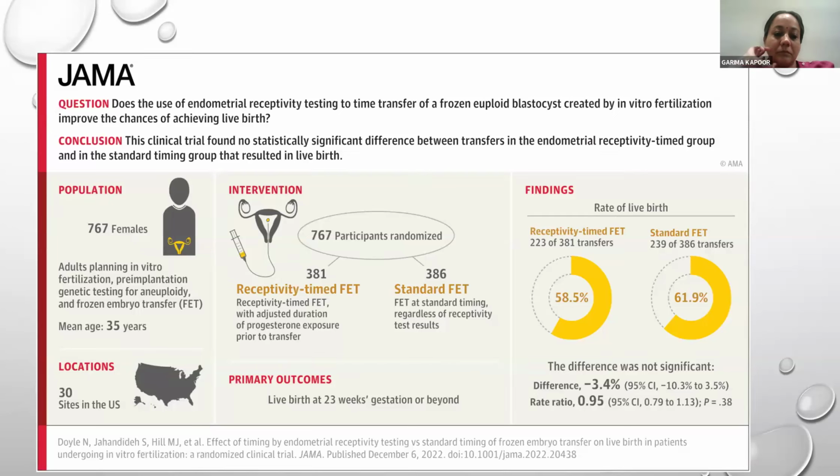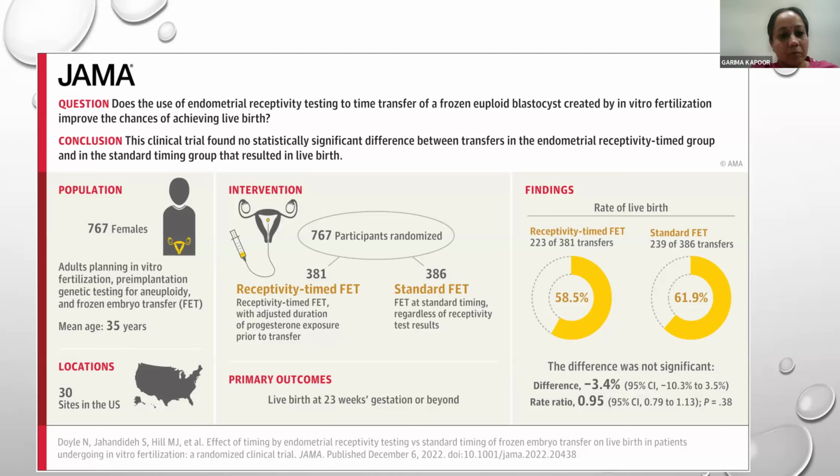So this is an outline of the article. The question is, does the use of endometrial receptivity testing to time transfer of a frozen euploid blastocyst created by in vitro fertilization improve the chances of achieving live birth? The study is going to conclude that this clinical trial found no statistically significant difference between transfers in the endometrial receptivity timed group and in the standard timing group that resulted in live birth.